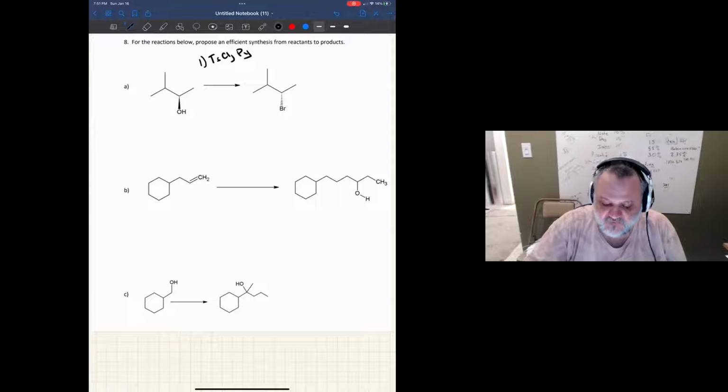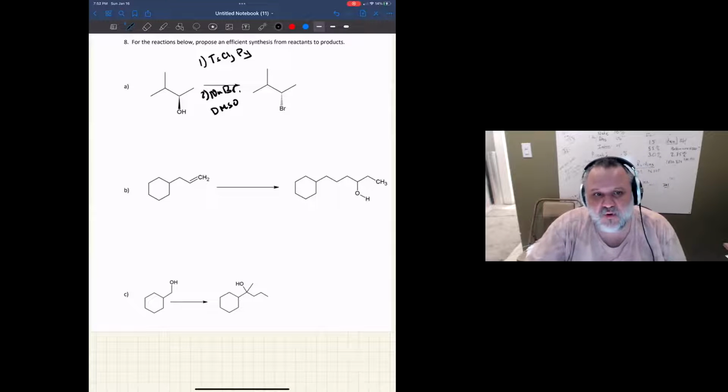Now that I've done that, I've turned this alcohol into an OTs. And now that it's an OTs, I can easily react it with something like sodium bromide. And then to promote the SN2, I can add DMSO as a polar aprotic solvent in order to, again, promote that SN2 reaction at the secondary position. So that's an efficient synthesis for that particular reaction.